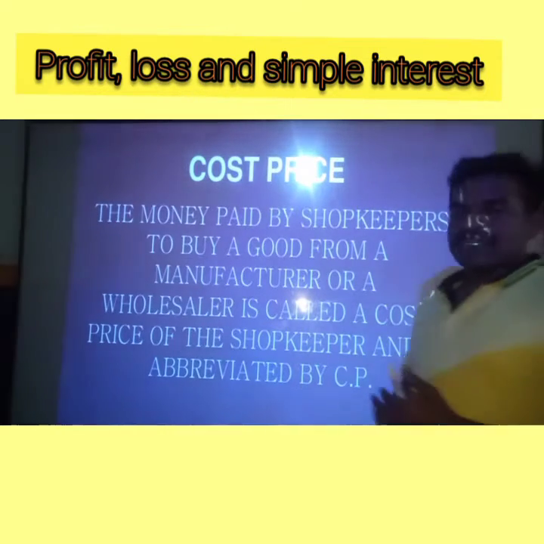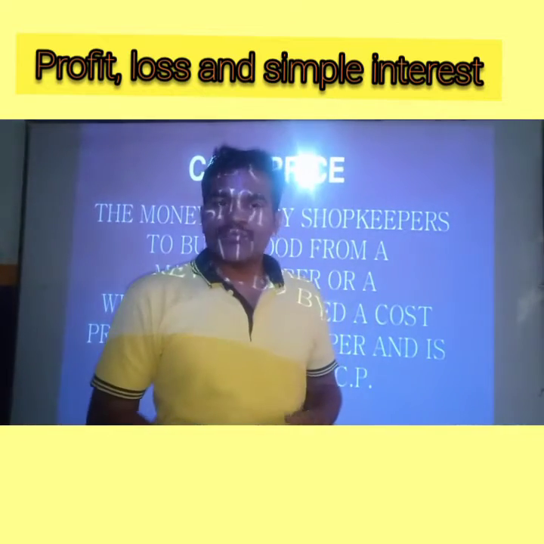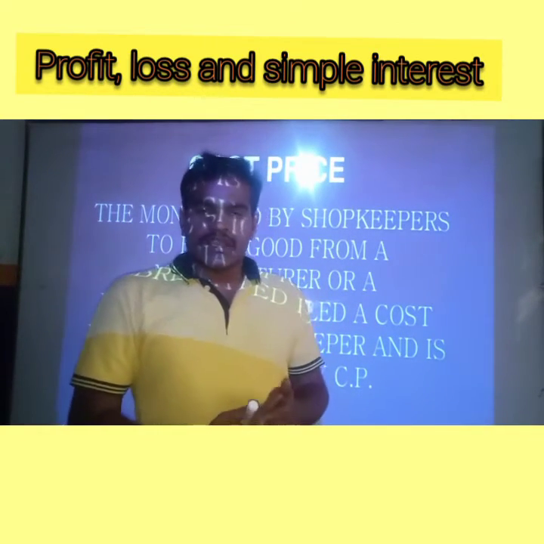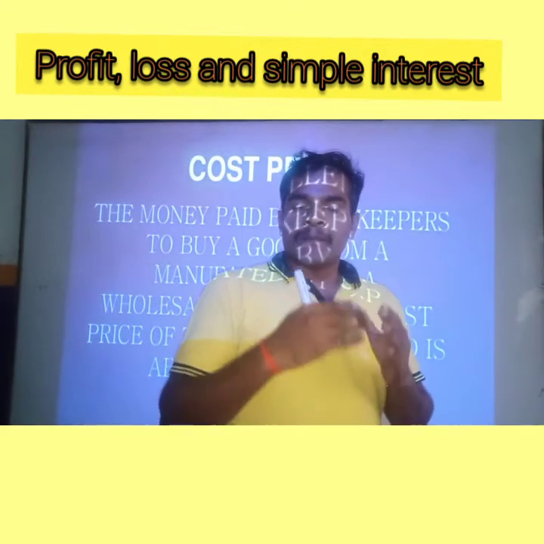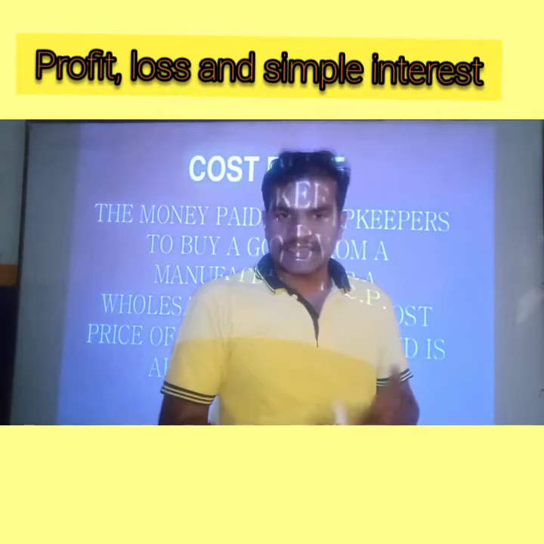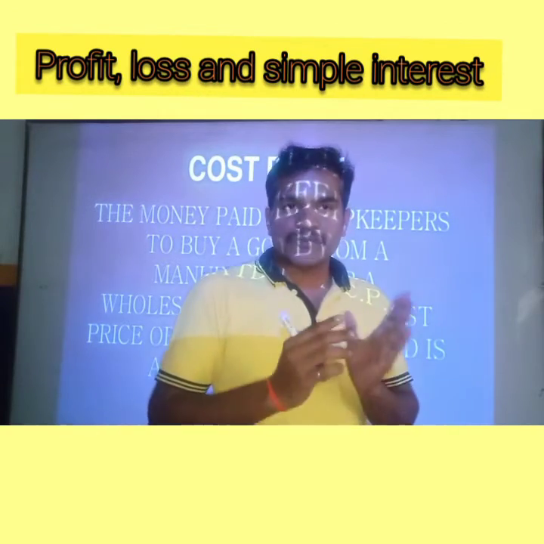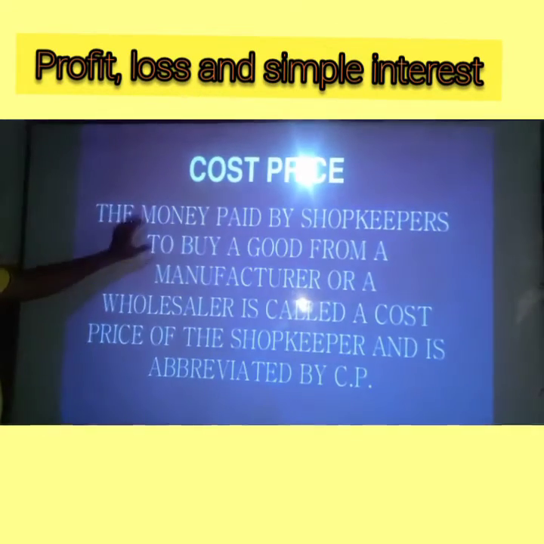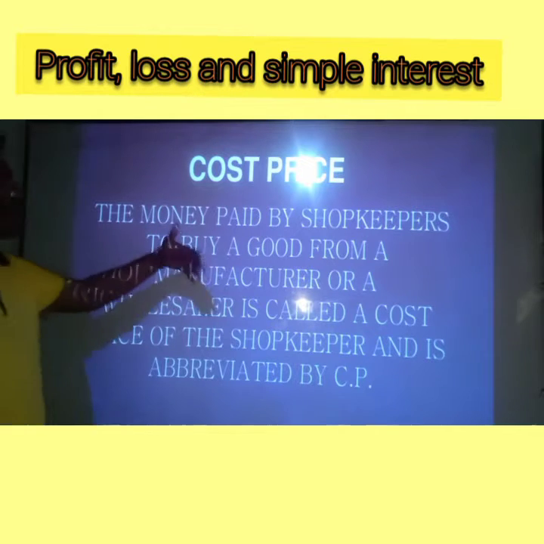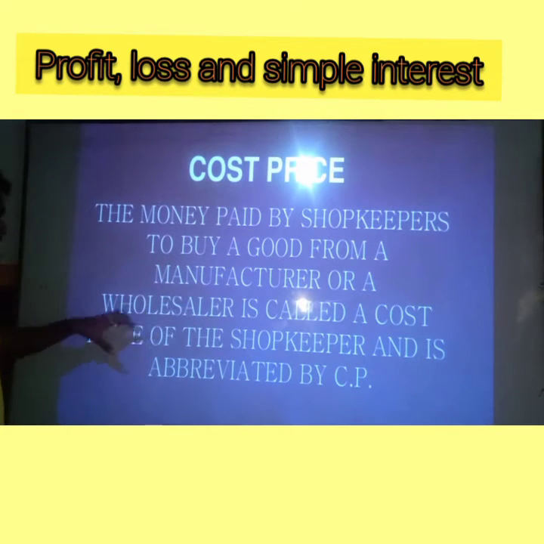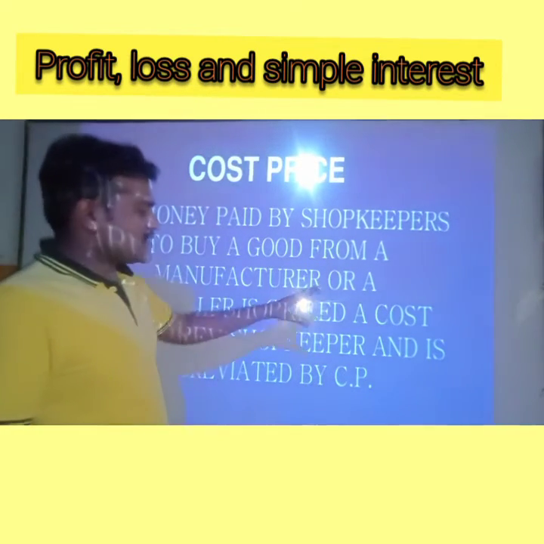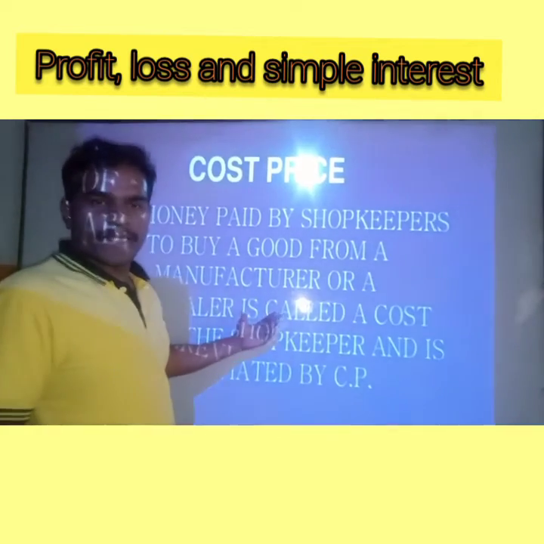So what do you mean by the cost price? When we purchase an article, we pay some money. The amount of money paid to purchase an article is called cost price. So children, the money paid by shopkeepers to buy goods from a manufacturer or a wholesaler is called the cost price of the shopkeeper, and is abbreviated as CP, which means cost price is also known as CP.